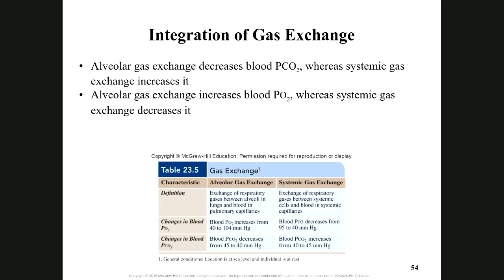The alveolar gas exchange decreases the blood pressure of carbon dioxide, and the systemic gas exchange increases the pressure of carbon dioxide. The alveolar gas exchange can increase the pressure of oxygen in the blood, and the systemic gas exchange can decrease the pressure of oxygen in our blood.